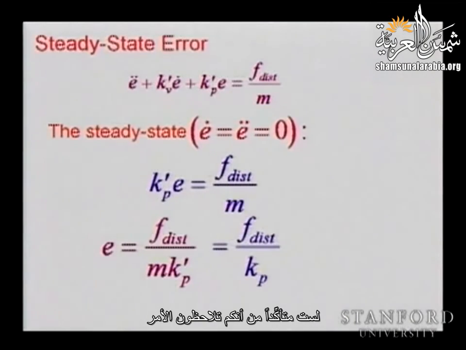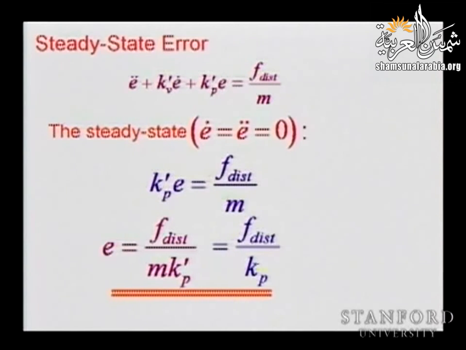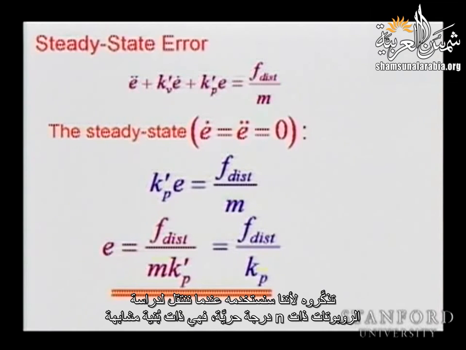I'm not sure if you are seeing it. Kp is your stiffness, your closed loop stiffness. Kp prime is not. It's m times Kp prime. Okay? So this is very important to remember, because we will use it when we go to n degrees of freedom. It is the same structure.